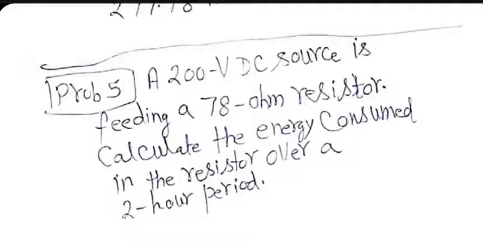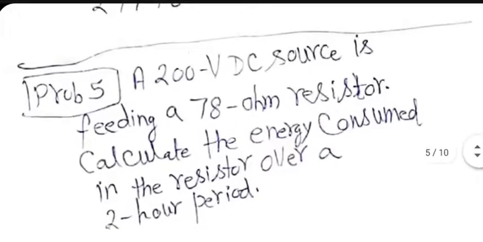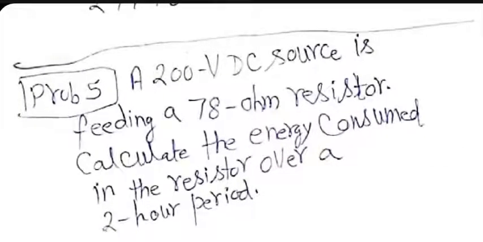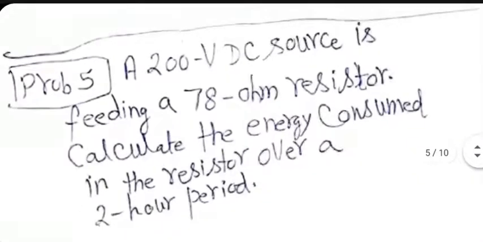A 200 volt DC source is feeding a 78 ohm resistor. Calculate the energy consumed in the resistor over a 2-hour period. Try to do it. Spend 2 minutes doing it. 200 volt divided by 78 ohm gives you the current. Then use I square R formula to get the power and multiply that by 2 hour means 3600 into 2 seconds. You'll get the answer in joules. Note down this problem, try to do it.